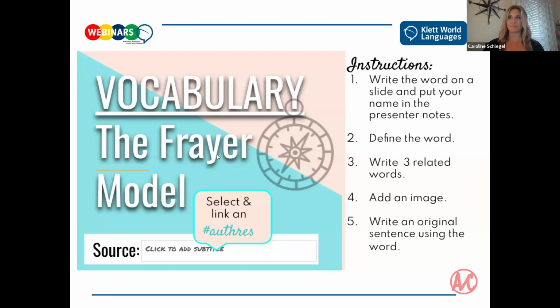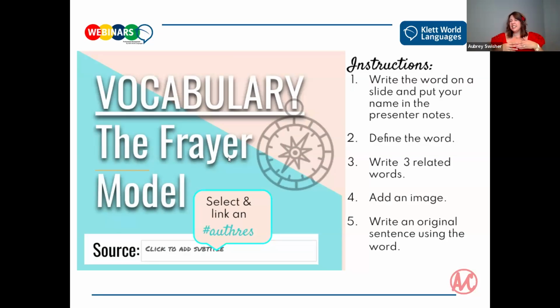Perfect. So once they found their words, I have them write the word on a slide and put their name in presenter notes. They're going to define the word, try to find three related words, and add an image. Some of them have to really stretch their minds for some of the words they've chosen. And then finally, write an original sentence using the word.